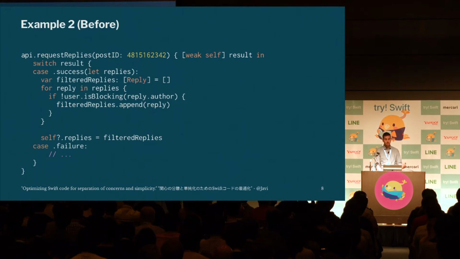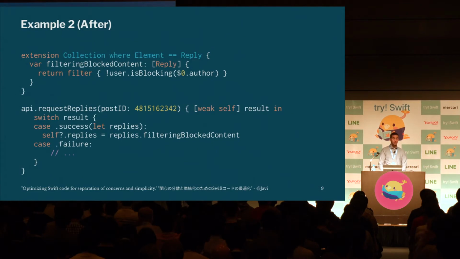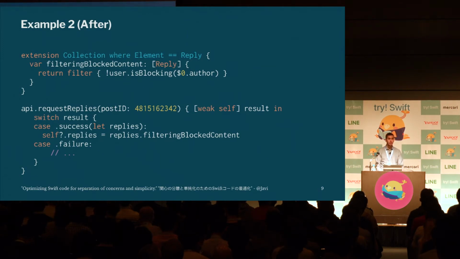Here, we're making a network request to get some post replies, and we're filtering them in line with the rest of the code. What I have done here is two things. The first is I've extracted the logic into an extension. This way, the code that uses it contains no details about how the filtering works. It now only points at the fact that it's filtering blocked content. We've greatly increased the signal-to-noise ratio. We've made it a ton more expressive with less code to read.